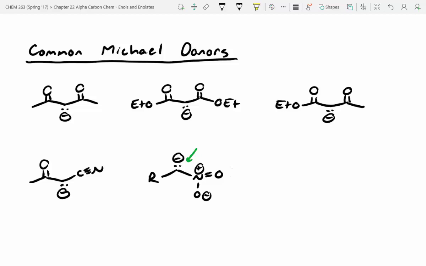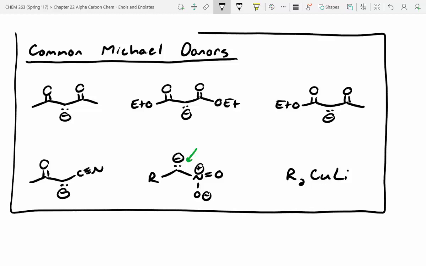So that set of alpha protons where the green arrow is pointing, they're unusually acidic because that nitro group's really electron withdrawing and it's resonance stabilized. So in this case, it's only resonance stabilized to the nitro group, but the nitro group's so strong that it's a really weak nucleophile and it's a good Michael donor. The other one that we saw are the lithium dialkyl cuprates. And these are stable not due to resonance, but more due to the unique fact that they're bonded to copper. So these are commonly used for conjugate addition reactions.